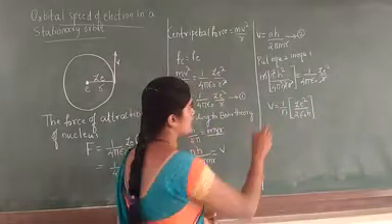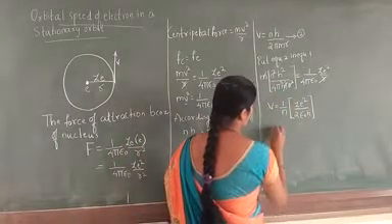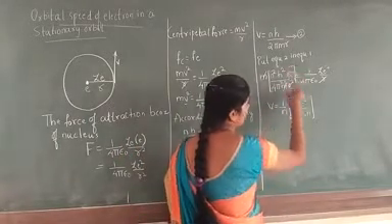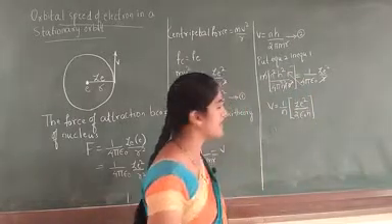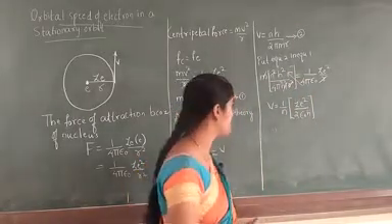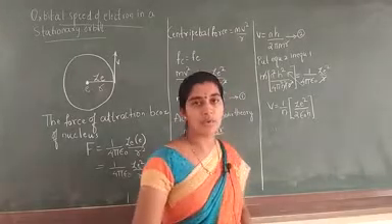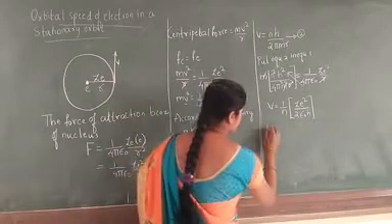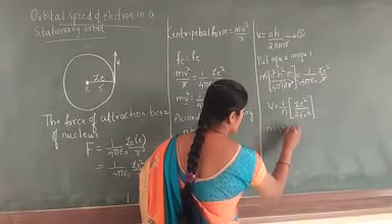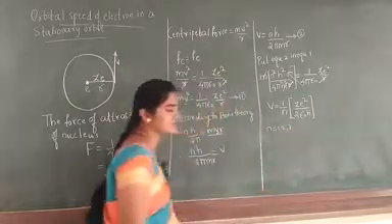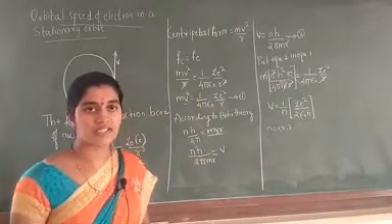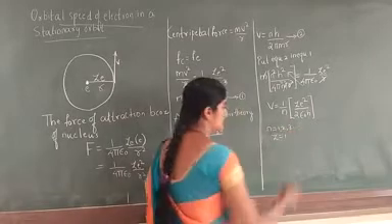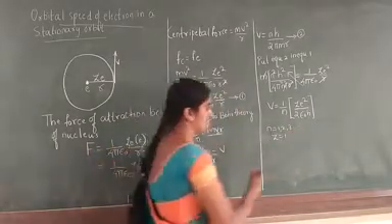When we cancel the terms, we get the v value equal to 1 by n into Ze square divided by 2 epsilon naught h. We know that n is equal to 1, 2, 3, and so on. Now for the hydrogen atom, we consider Z equal to 1.